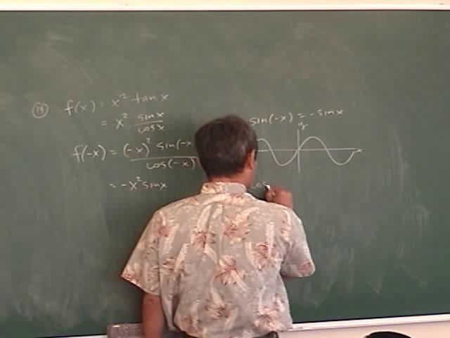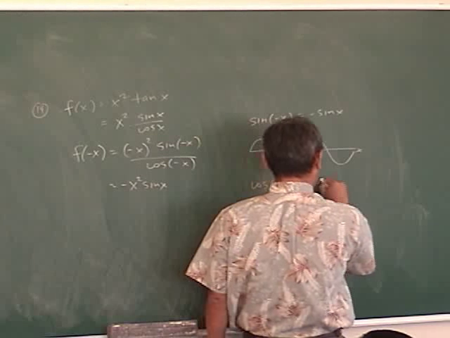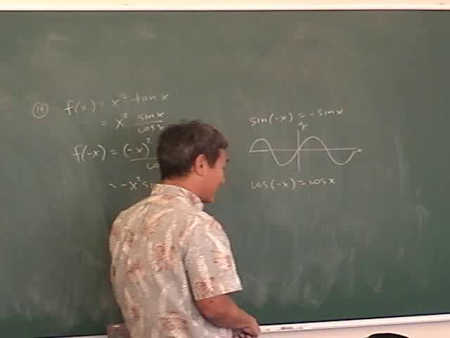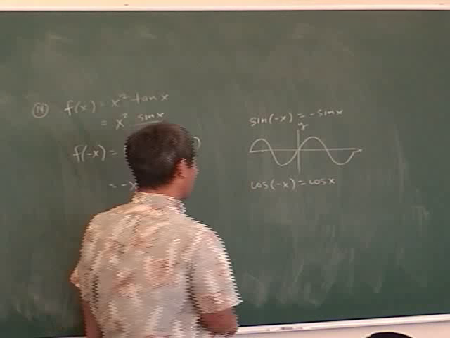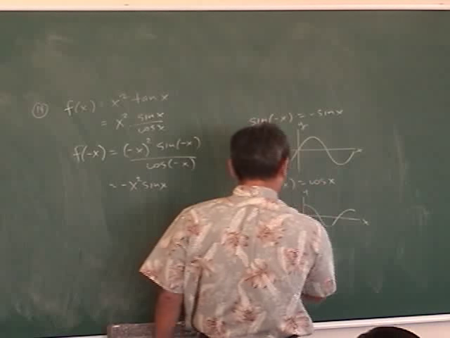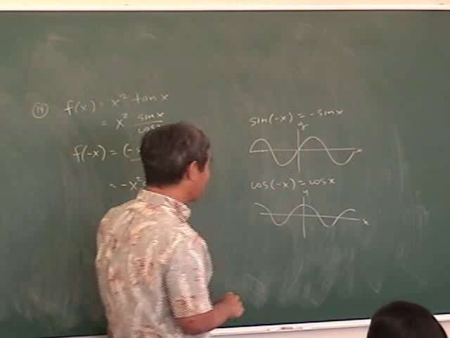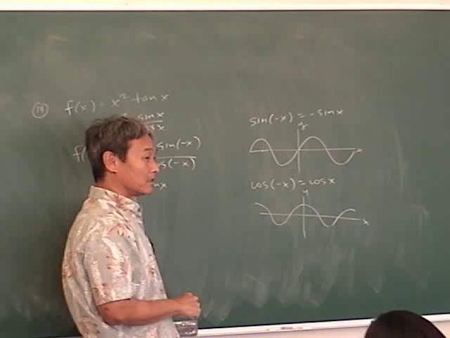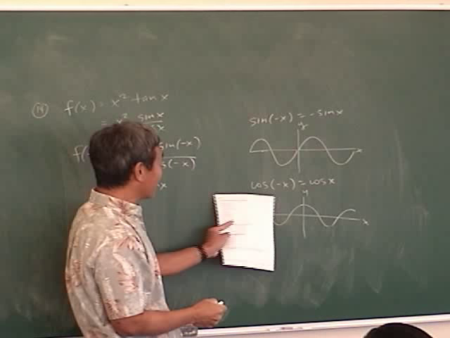And then cosine of negative x is equal to cosine x. How am I supposed to know that? It's in the notes. Plus, not only that, if you graph cosine here, ooh, isn't it symmetric about the y-axis? That means it's even then, right? So f of negative x equals f of x.